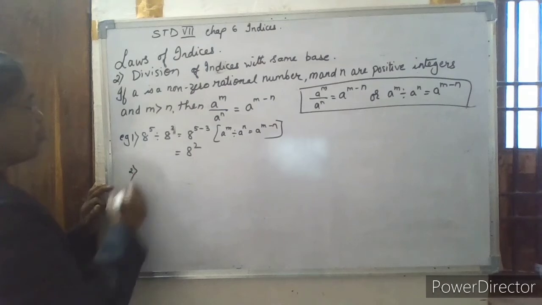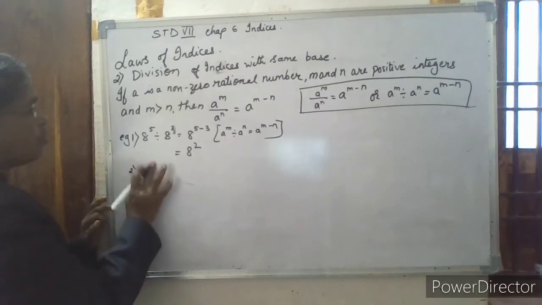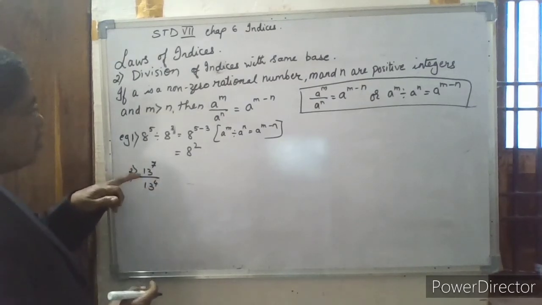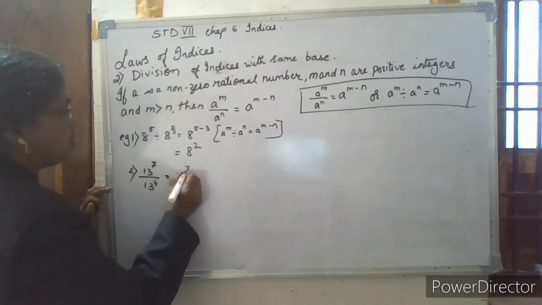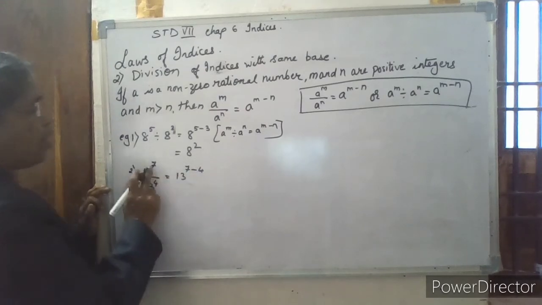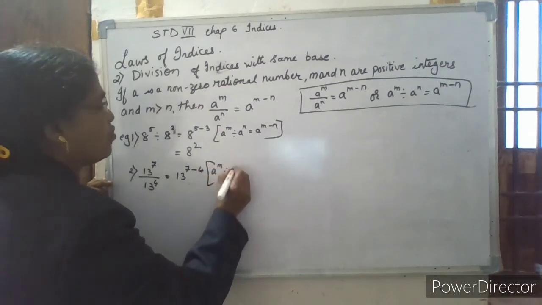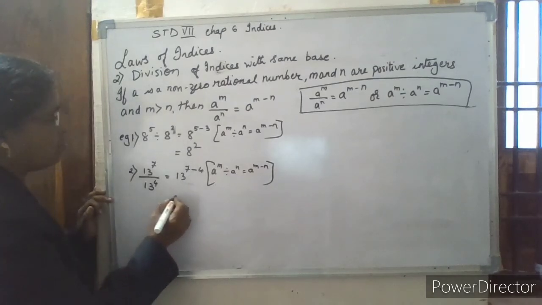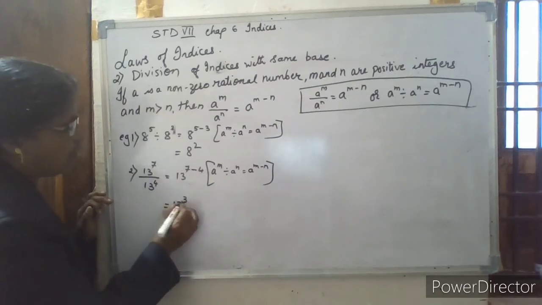Example 2. Suppose it is 13 raised to 7 upon 13 raised to 4. So this is 13 raised to 7 divided by 13 raised to 4. This is equal to 13 raised to 7 minus 4, as m is greater than n. Here, this is because of a raised to m divided by a raised to n is equal to a raised to m minus n. Now this is equal to 13 raised to 3, or 13 cube.